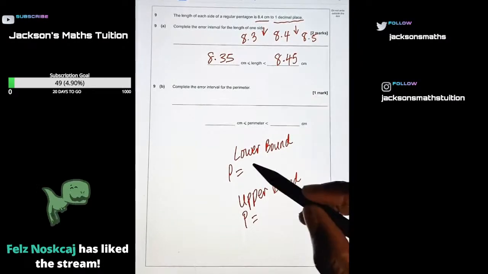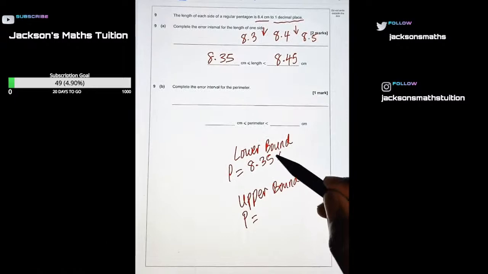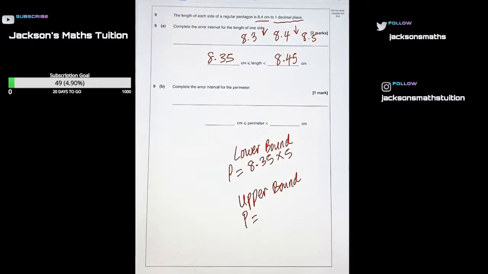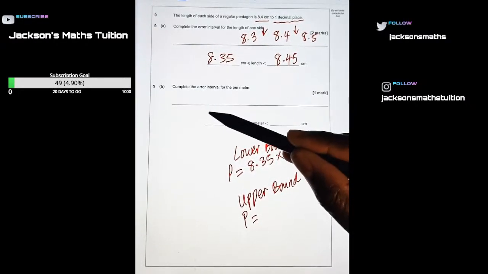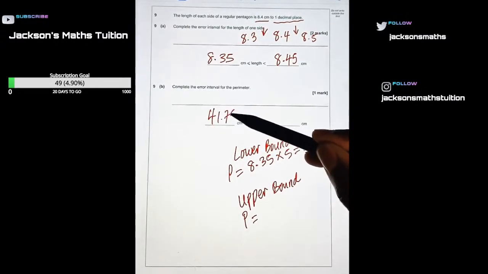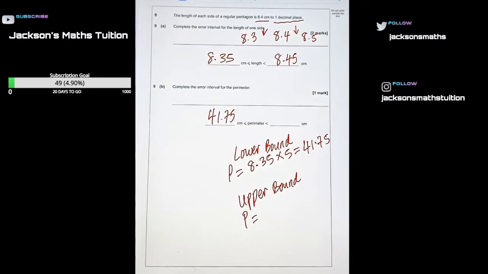Lower bound 8.35 multiplied by 5. Remember, multiplication is repeated addition. So instead of using the calculator to do 8.35 plus 8.35, doing that 5 times, just multiply it by 5, and that will give you 41.75. And that is going to go here on your line for the lower bound, 41.75. And then to do the upper bound for the perimeter, you take the 8.45 from part A, multiply it by 5, and that will give you 42.25.